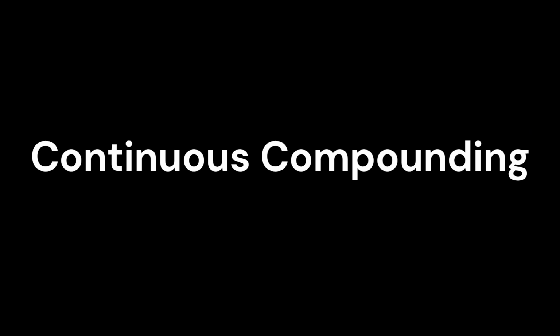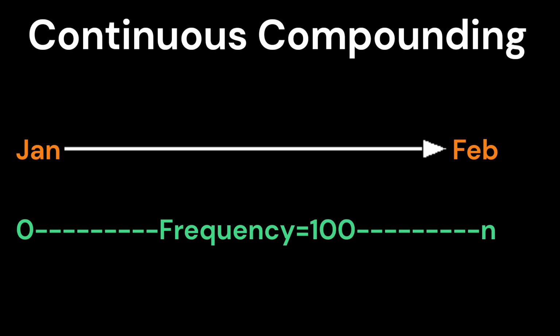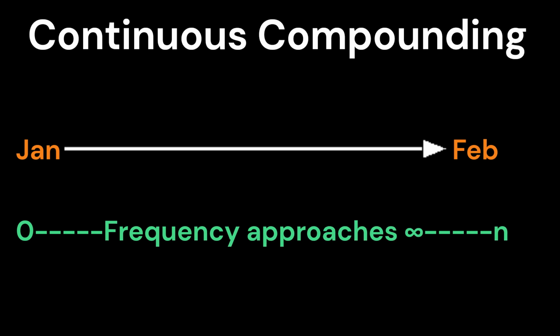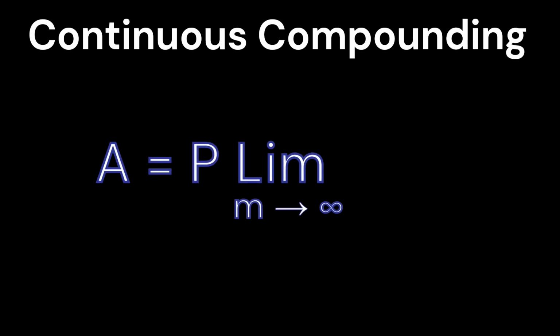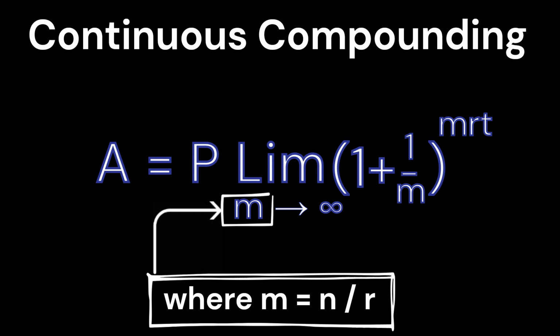I'd also like to invite your attention to an extreme, hypothetical case of intra-year compounding. It's known as continuous compounding. If you keep increasing the frequency of compounding, theoretically that number can reach infinity. At that point, by applying the mathematical limit technique, you can rewrite the intra-year compounding formula as follows. Y equals P multiplied by limit m tends to infinity, 1 plus 1 divided by m to the power of m times r times t, where m equals n divided by r.